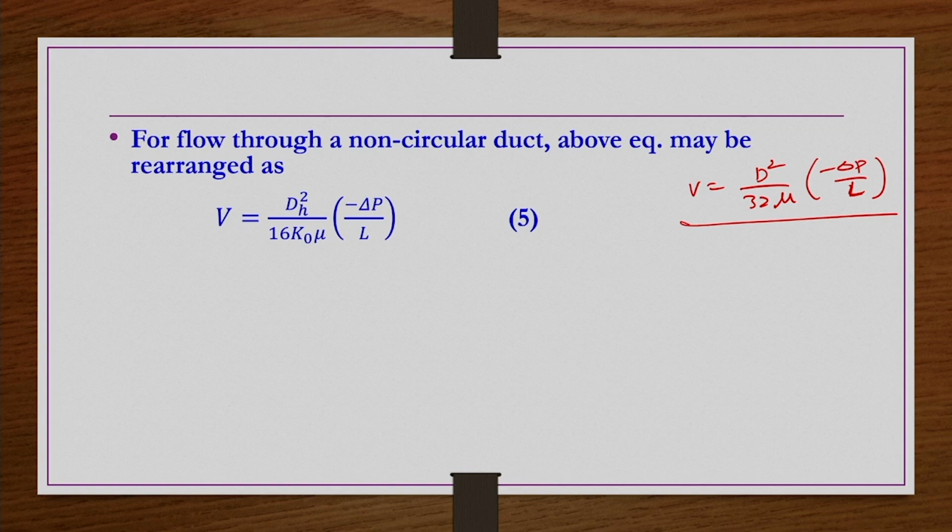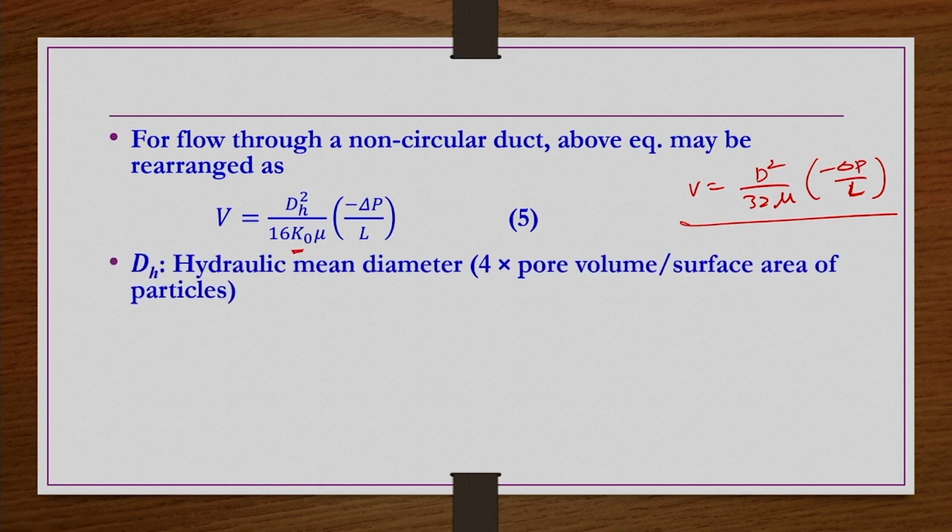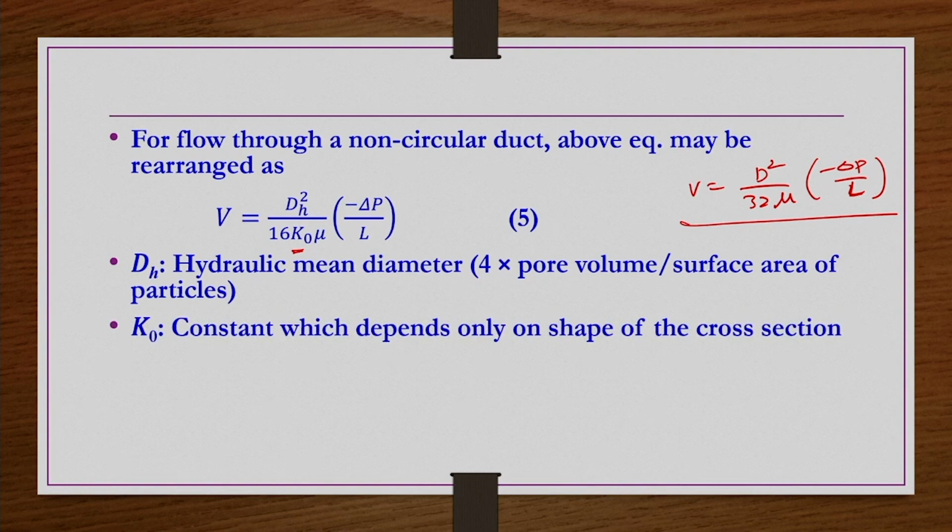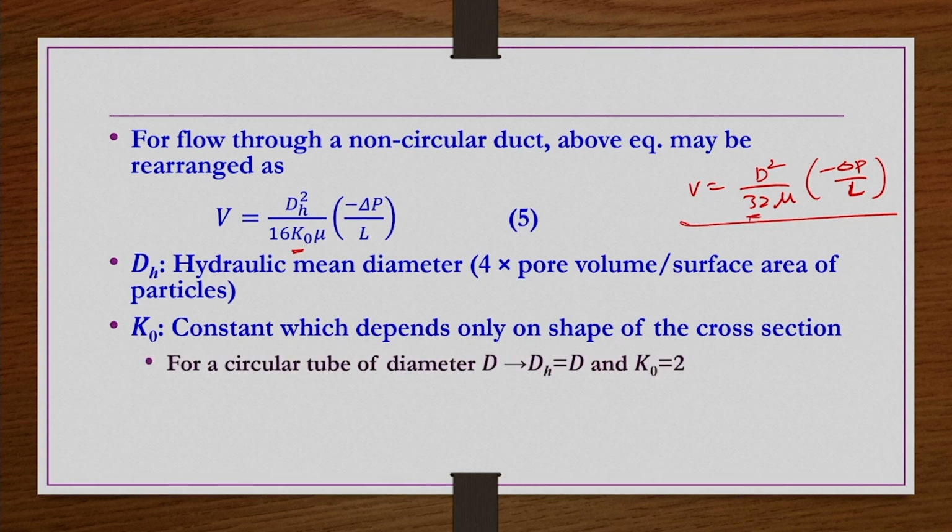Here dH is nothing but the hydraulic diameter, and this constant K naught depends on the shape. dH is the hydraulic mean diameter, which is nothing but 4 multiplied by pore volume per surface area of particles, and K naught is a constant which depends only on the shape of the cross section, right. Which shape you are taking? If you are taking circular cross section, then K naught should be 2, so that here you get 32 like this case. Okay.